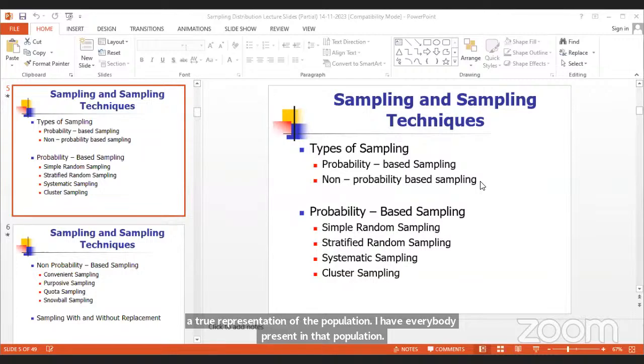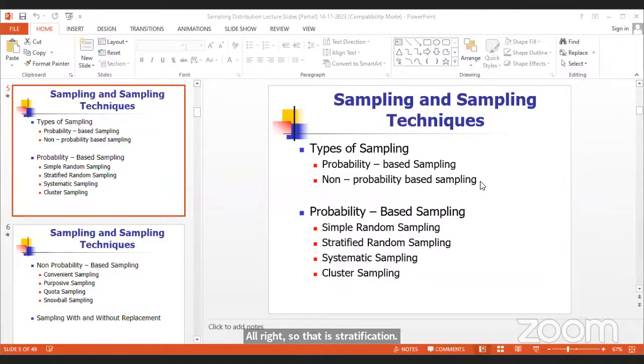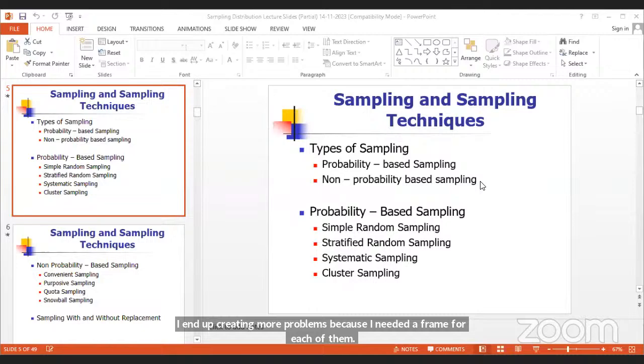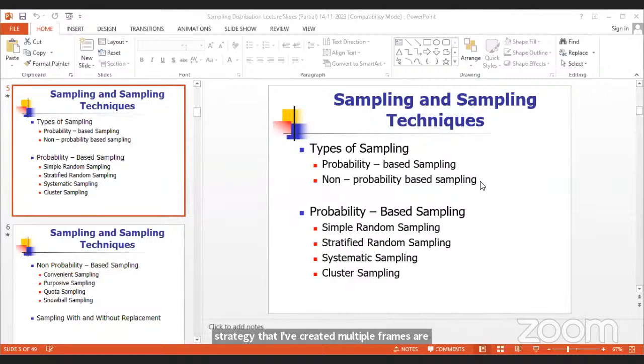But when you look at the disadvantages, because I need to apply simple random sampling at the end of the day in each of the strata, that means I need frames for each of the strata. So yes, I want to assure representation, but I end up creating more problems because I need a frame for each of the strata I've created. Multiple frames are required, and that makes it more difficult.